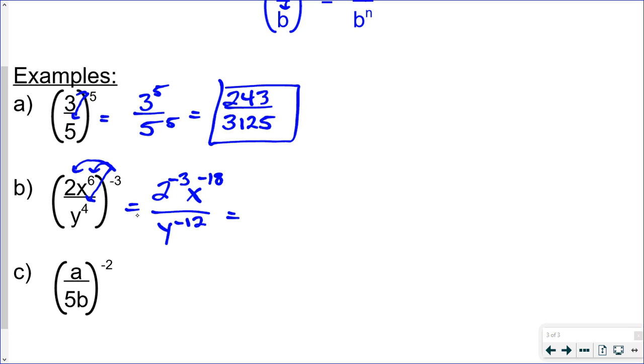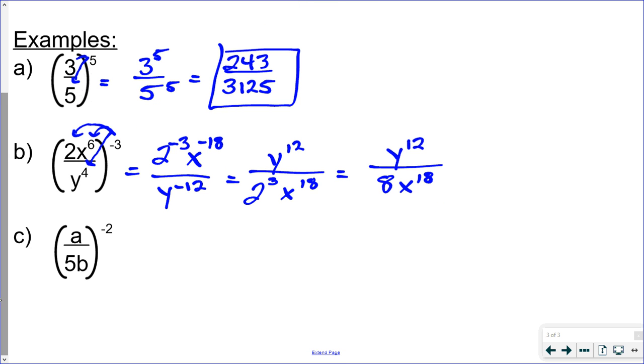So the 2 and the x are going to go in the denominator, and the y is going to come up in the numerator. So the y comes up top, and the 2 and the x go into the bottom. And then you can go ahead and simplify 2 times 2 times 2, that's 8. So your final answer would be y to the 12th over 8 times x to the 18th.